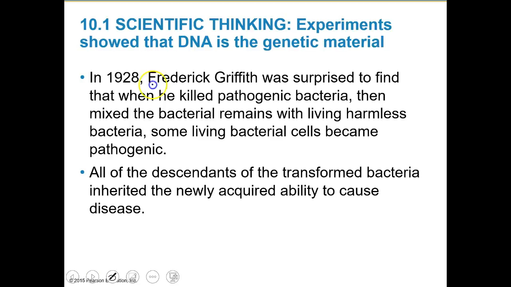In 1928, Frederick Griffith was surprised to find that when he mixed killed pathogenic bacteria with living harmless bacteria, some of the living bacterial cells became pathogenic. So what he's saying is that we have a bacteria that we've killed, and then we have a bacteria that's kind of like a gut bacteria. It's a good bacteria. And so what happens is when he mixed the dead bacteria with the good bacteria, some of the good bacteria then became like bad bacteria.